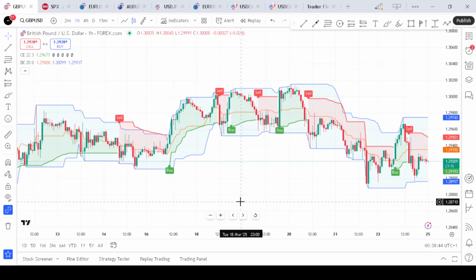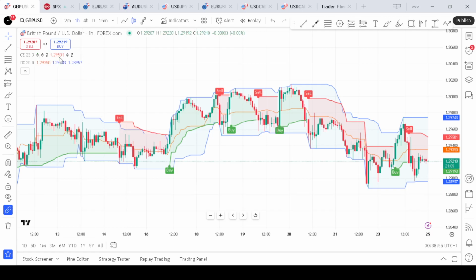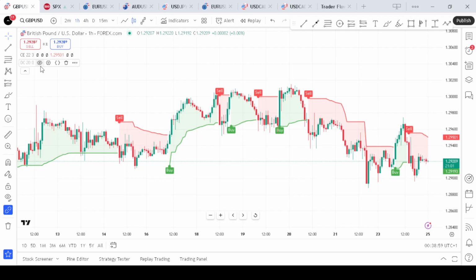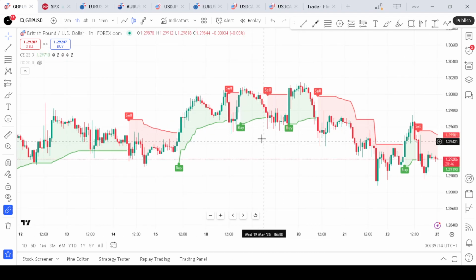We start by understanding what the Chandelier Exit and the Donchian channels are. The Chandelier Exit is a trailing stop loss indicator which is designed to adapt to the market volatility. It uses the average true range to calculate the dynamic levels that adjust to price movement. So this is the indicator as you can see it on my screen.